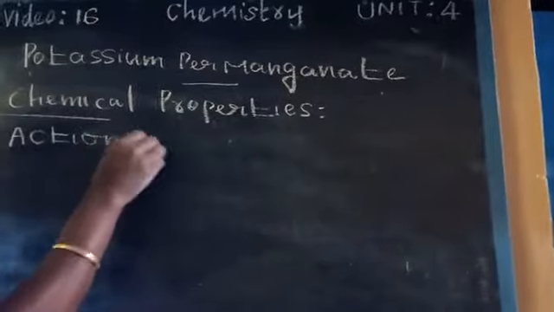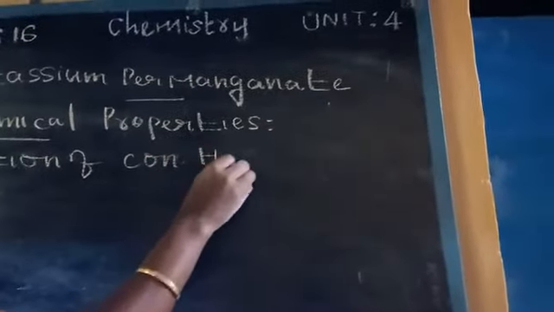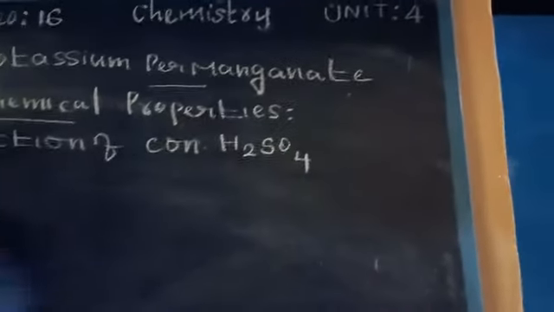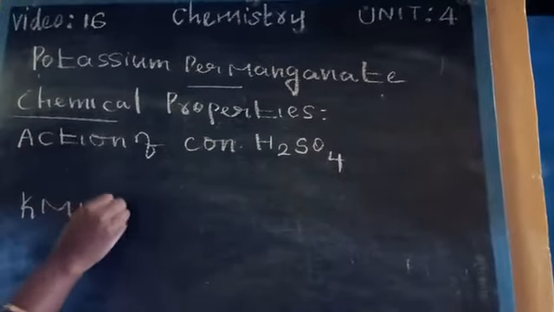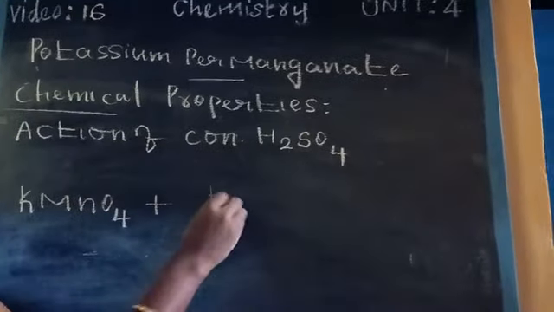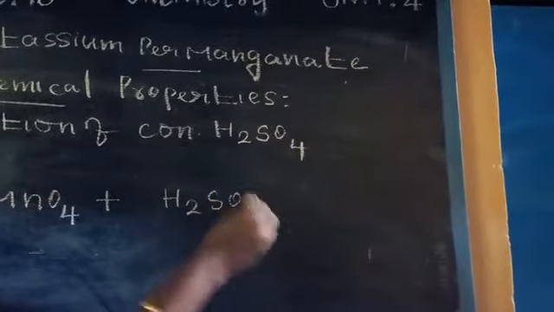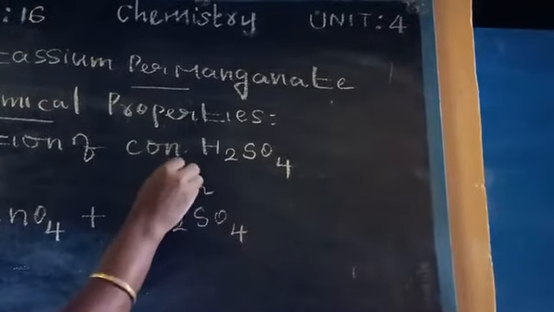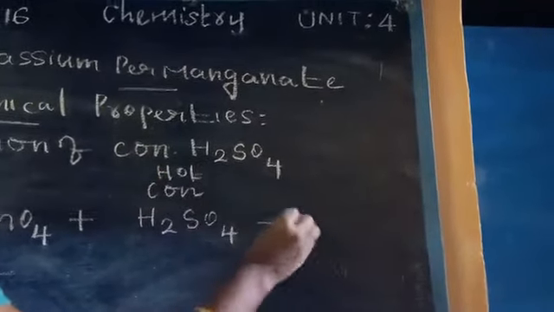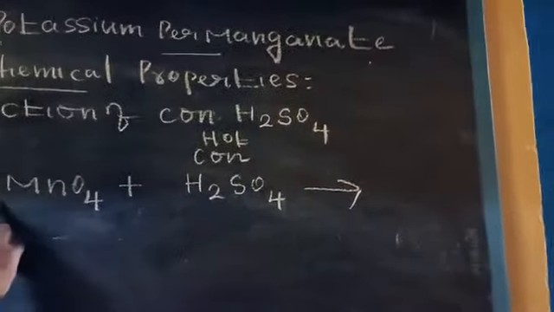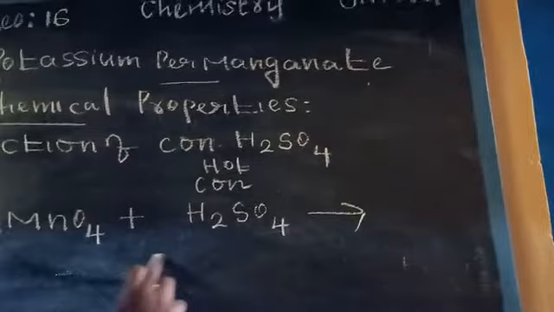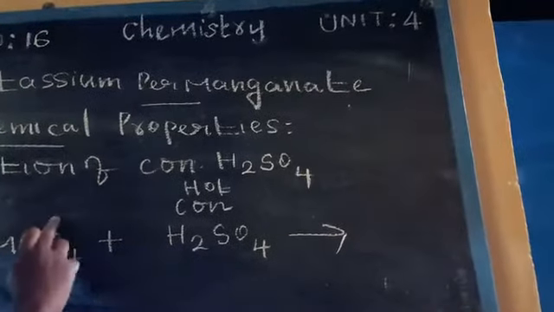Next chemical property is the action of concentrated sulfuric acid, H2SO4. There are two conditions: cold as well as hot. Potassium permanganate, KMnO4, reacts with concentrated sulfuric acid, H2SO4, under hot condition. What about the products, children? K2SO4, MnSO4, H2O, and O2.